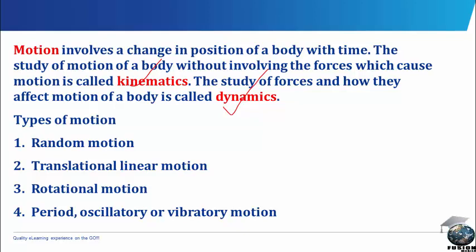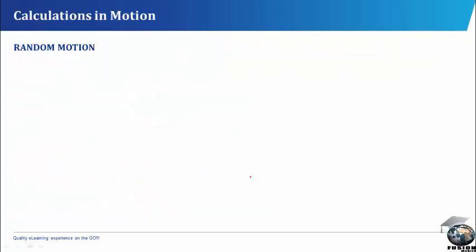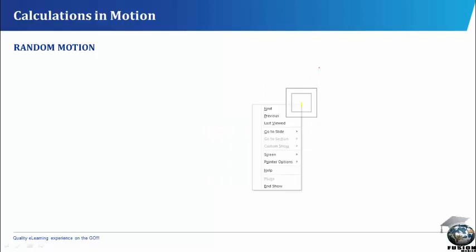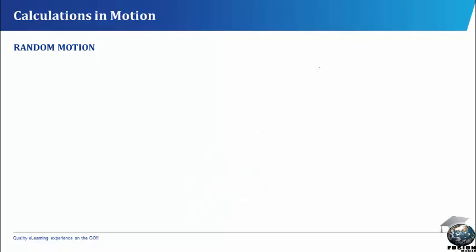And there are four basic types of motion: random motion, translational motion, rotational motion, and periodic, oscillatory or vibratory motion. We can now handle them one by one. Random motion. This is the movement of a body from one point to another without a specified direction.